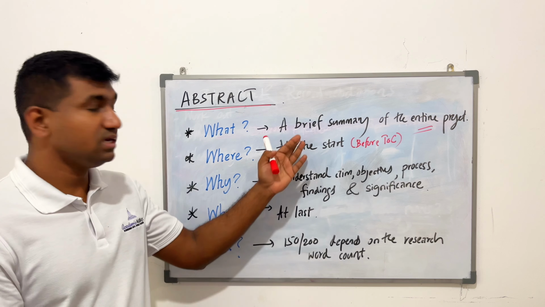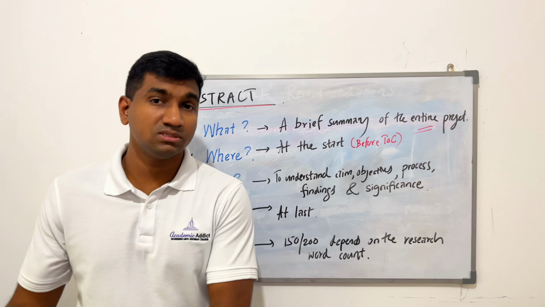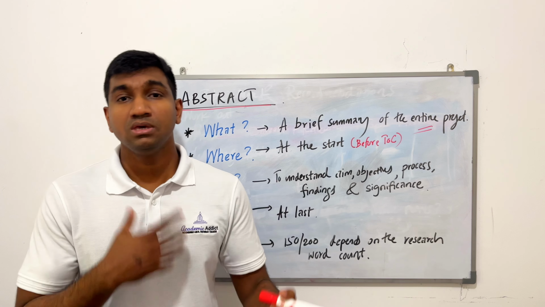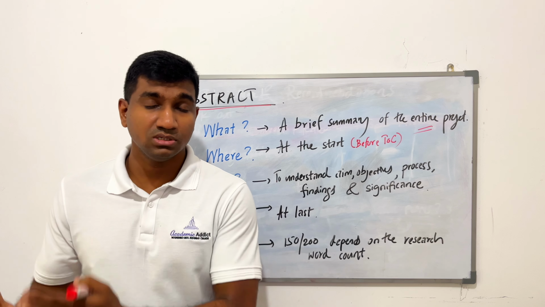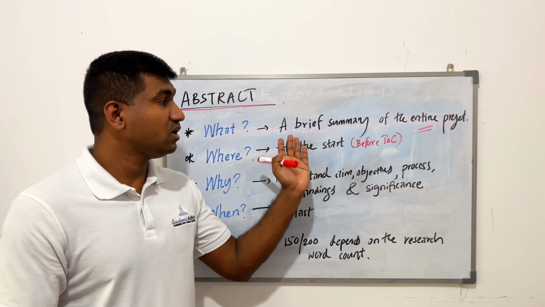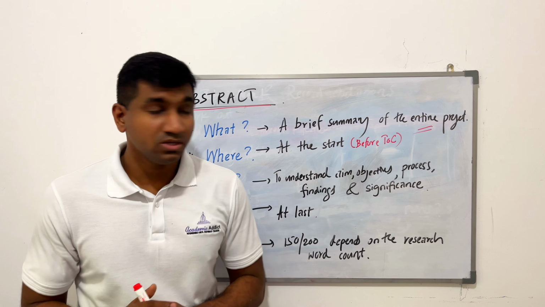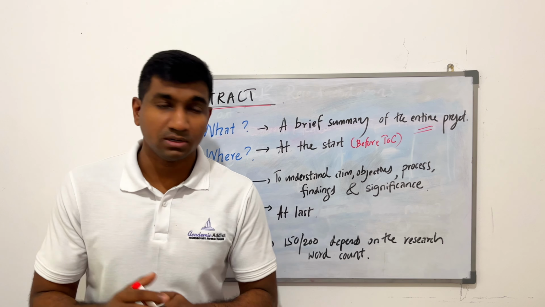So this is like an intro, so that readers would think, okay, this is about this topic, this is what they have done through this journal or the project. For them to have an understanding, we have this small summary, which is also called the abstract. So that is about the what part.